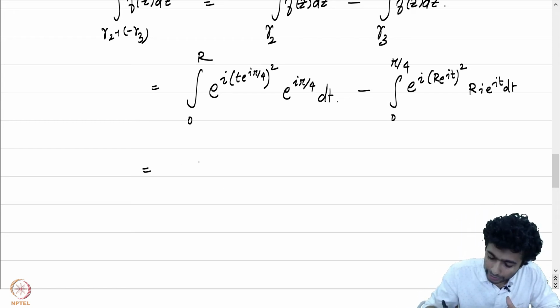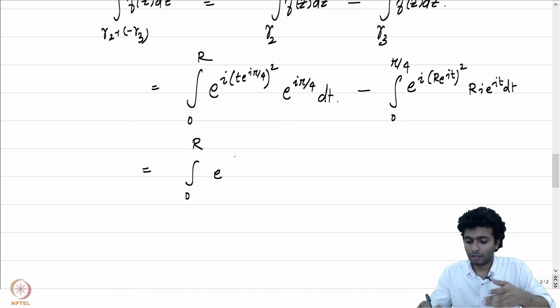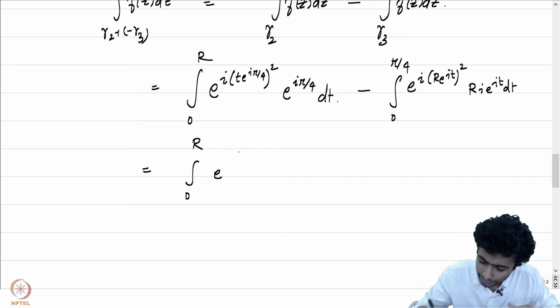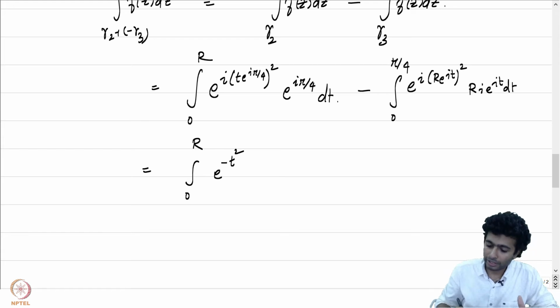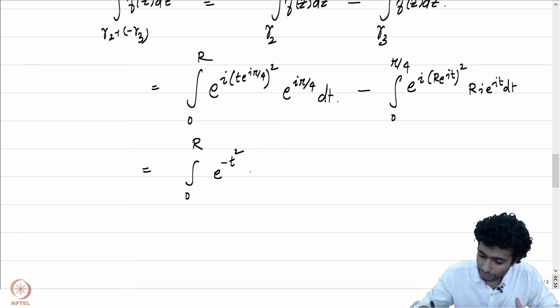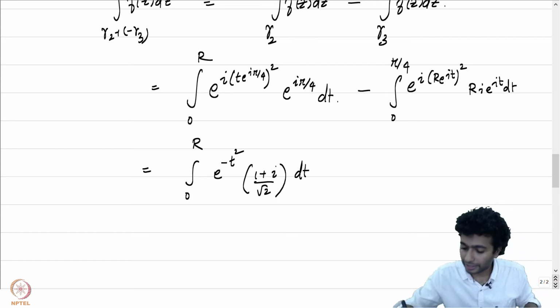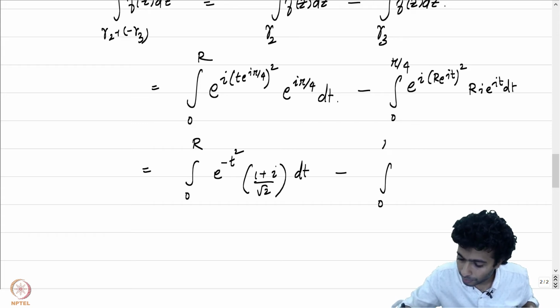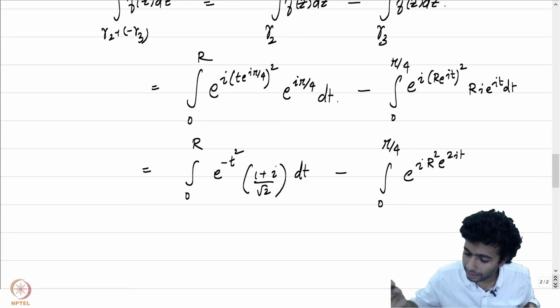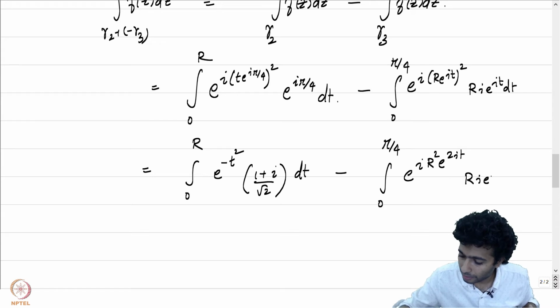This is equal to the integral from 0 to r of e to the power minus t square, because i into i, e to the power i pi by 4 the whole square is e to the power i pi by 2. I'll just leave it to you to check that this is going to be e to the power minus t square, and e to the power i pi by 4 is going to be 1 plus i by root 2, dt. And how about the second term? This is just going to be the integral from 0 to pi by 4 of e to the power i r square e to the power 2i t into r i e to the power i t dt.